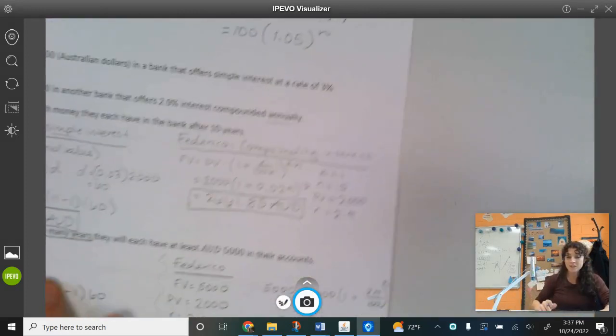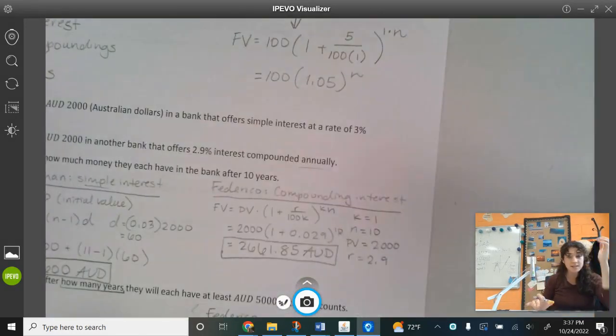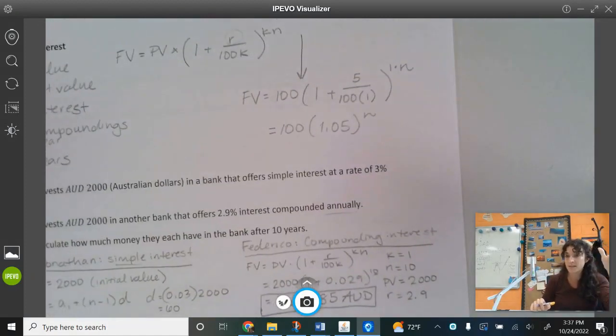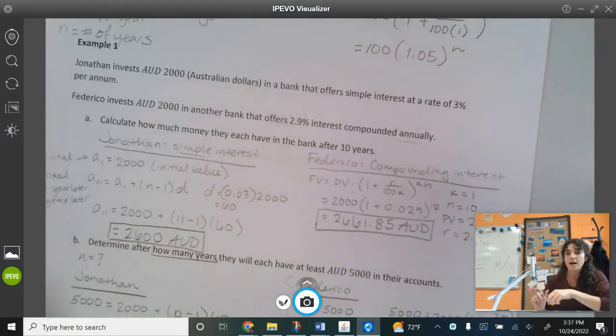Okay, so this is financial algebra, just getting started. Next lesson, we're going to talk when it gets a little bit more complicated, when we start dealing with those payments and payments per year.